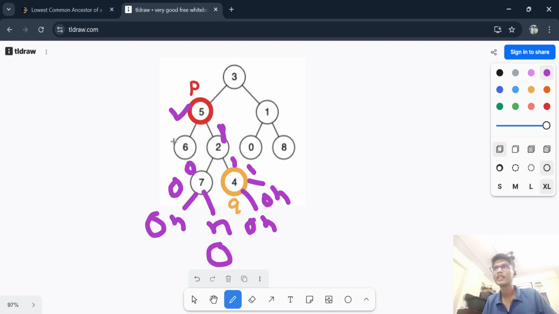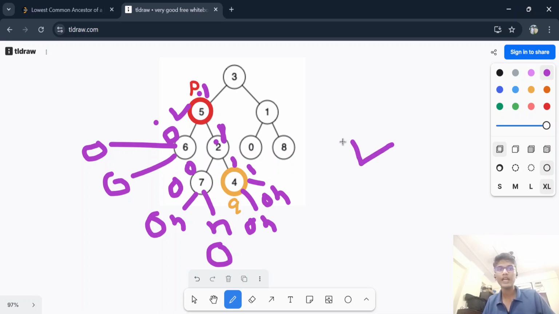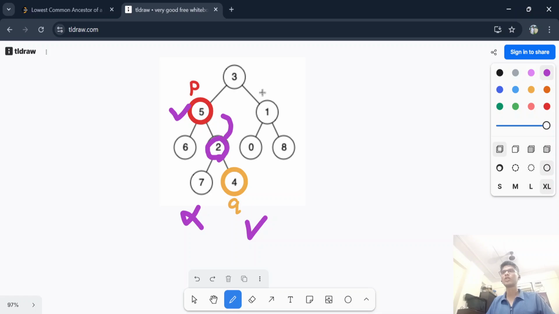Okay, and see this 6 is also not equal, its left and right are null only, so they will return me also 0. Just try to understand this. And this 6 is not equal to either p or q, so it will also return me 0. So this 0, but see, this 5 is equal to p. Yes, so it will give me 1. And if I add 1 plus 1 plus 2, whenever I get 2, the first time whenever I get 2, I will update my lowest common ancestor. This will be my lowest common ancestor. Yes, right. Perfect solution. So I'm changing something.